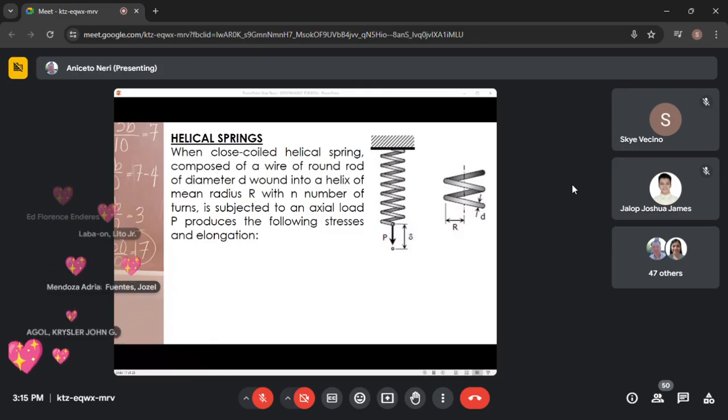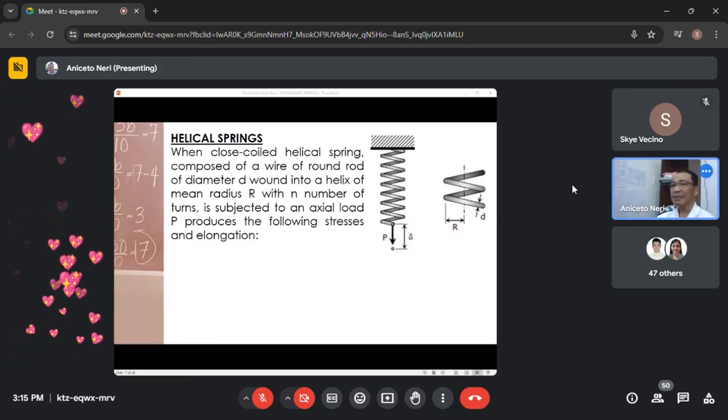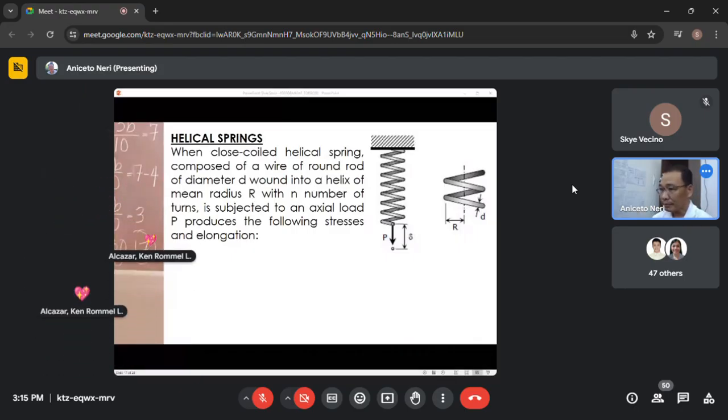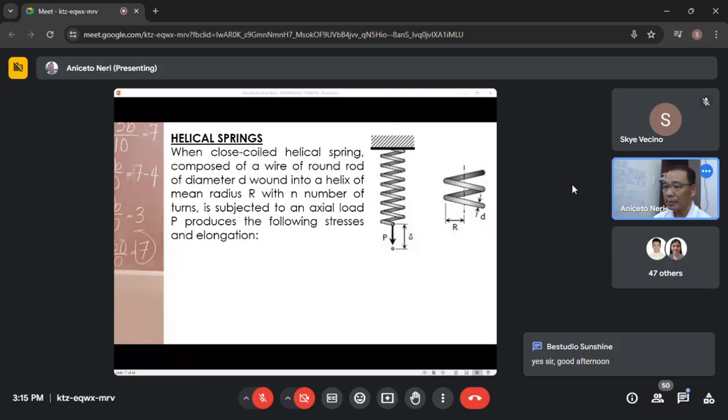Siguro na heart nun. Sige. Let's start para mahumanda.